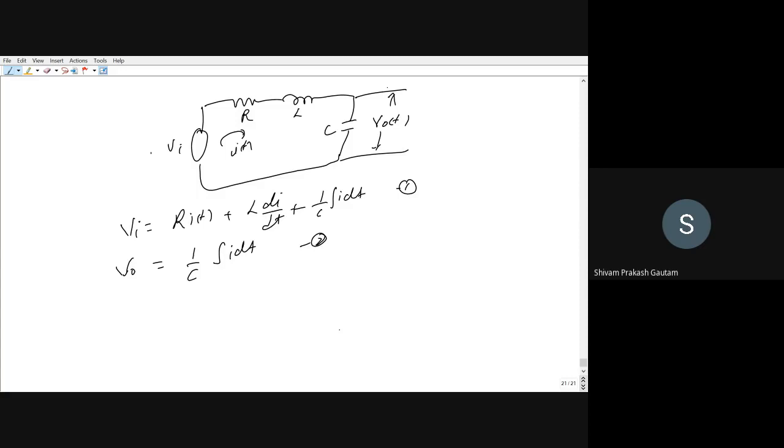Now we want to take the Laplace transform of both of these equations. If I take the Laplace transform of equation 1, this will be Vi(s) equal to R times, if you convert a signal from the time domain to the frequency domain, generally the frequency domain is represented by a capital letter, that is I(s). Then L. What is the Laplace transform of di/dt? That is differentiation. What is the Laplace transform of differentiation?